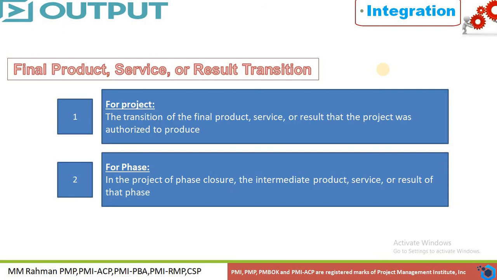If it is a phase, the project phase closure will produce the intermediate product, service or result of that phase. So from phase closure we get the intermediate product, service or result.